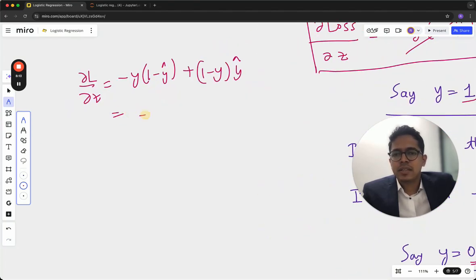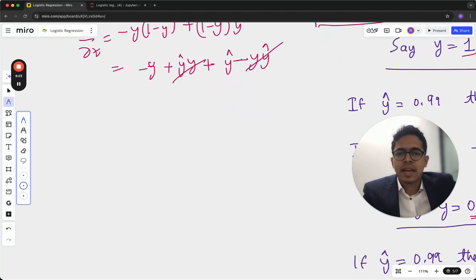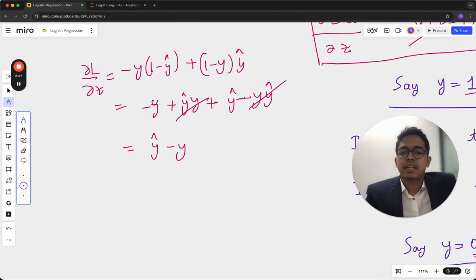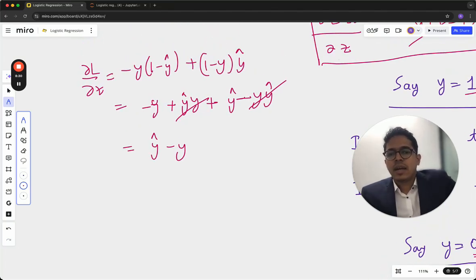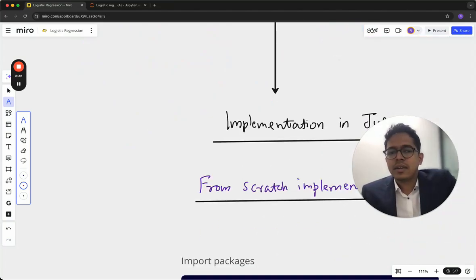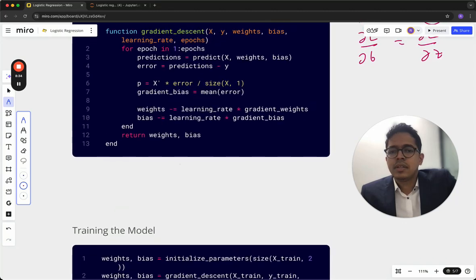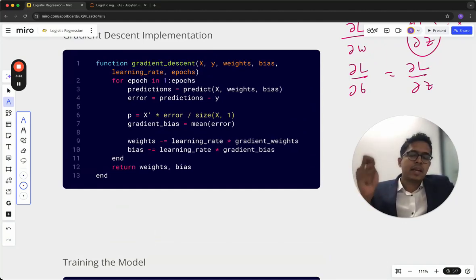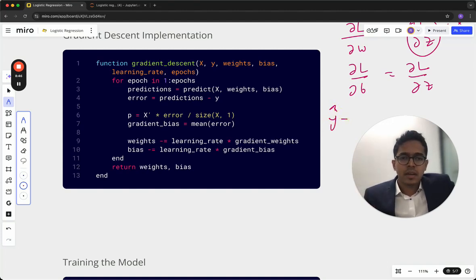And now we can expand this. This is minus y plus y cap y plus y cap minus y cap y. So this and this term will cancel, and this will be y cap minus y. And this is prediction minus actual value. And you can see that here the error term is that prediction minus actual value. Although this is in matrix format, we are basically, for individual values, subtracting y from the predicted value y cap.